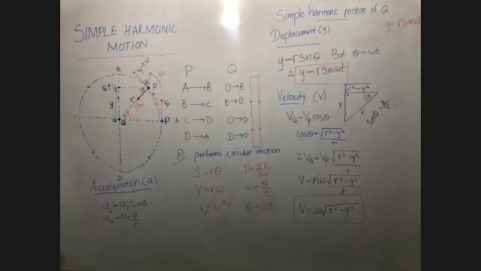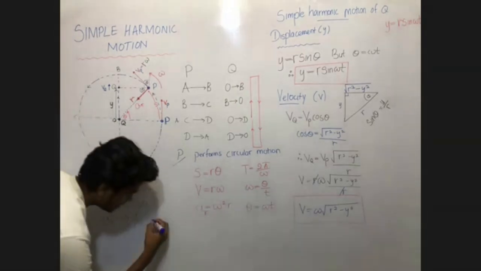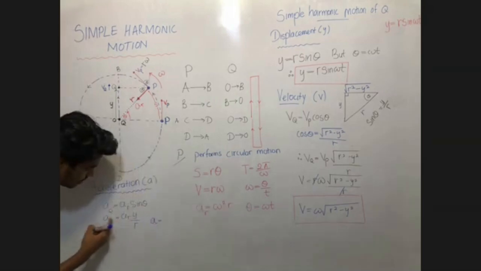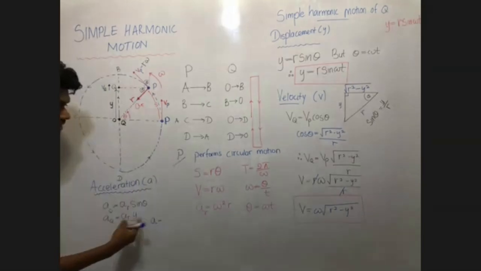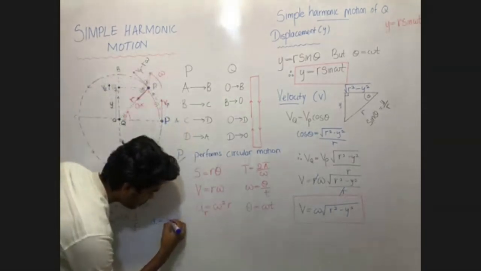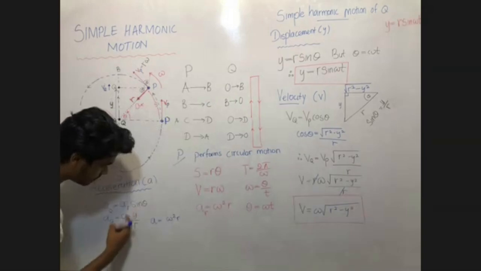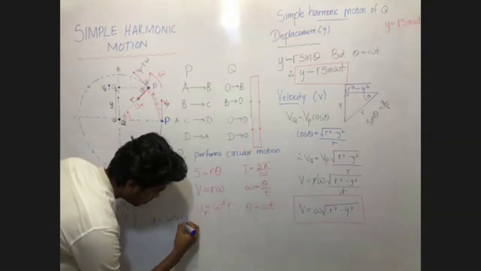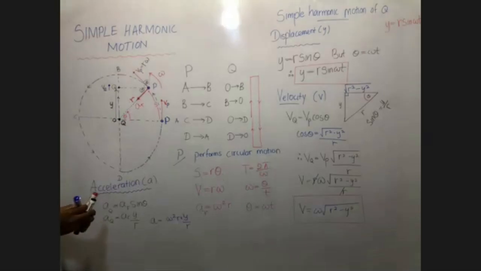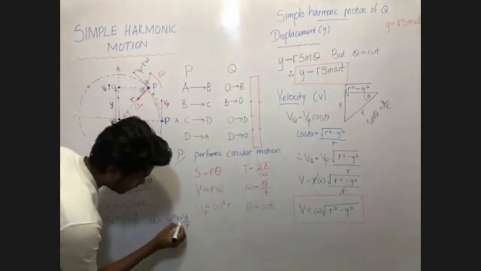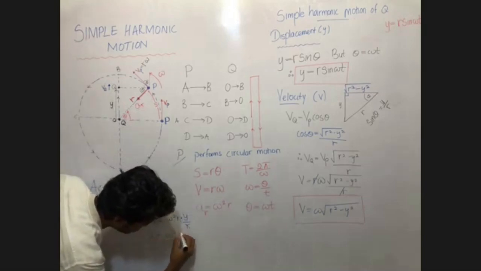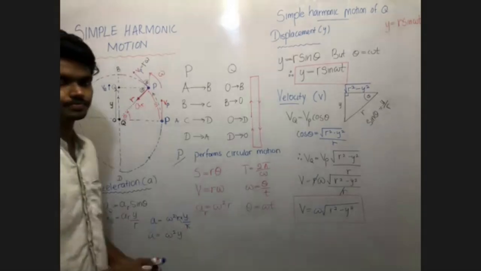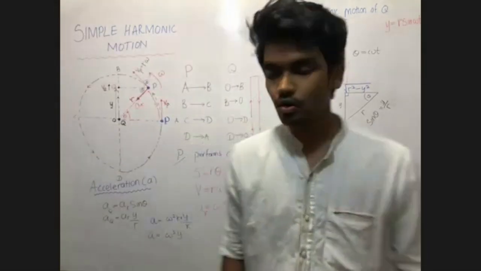Which means AQ, I'll commonly call it as A. Acceleration acting on Q is A. AR means omega squared r. Omega squared r into y over r. So r and r cancel. A is equal to omega squared y.